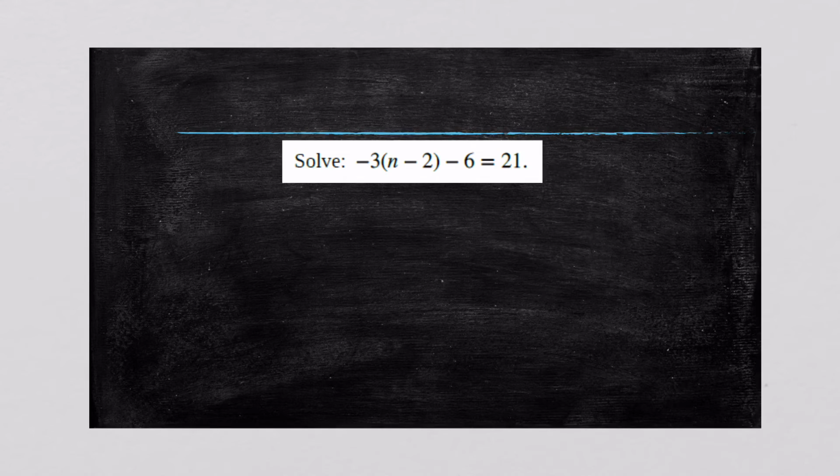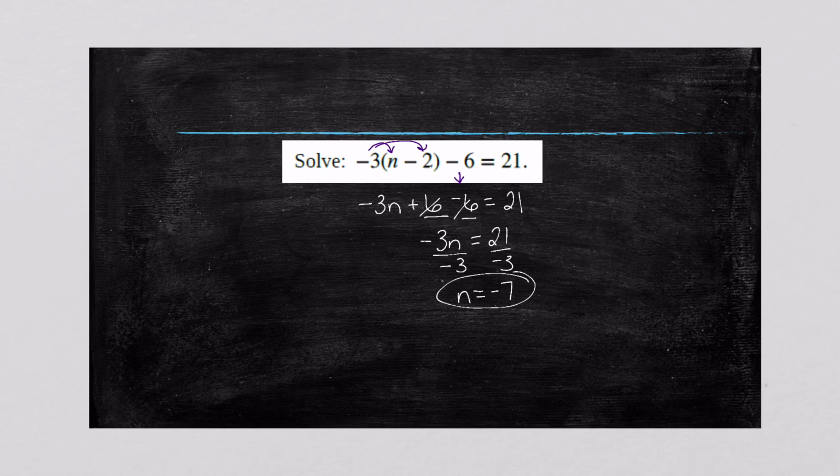All right, with a problem like this, we need to distribute and then combine like terms. So negative 3 times n and negative 3 times a negative 2. So negative 3 times n is negative 3n. Negative 3 times negative 2 is a positive 6. Then I've got to write this minus 6. I've got to bring that down. Now I need to combine my like terms, which are here and here. Positive 6 and negative 6. Those create 0. Negative 3n is equal to 21. Now I'm going to divide both sides by negative 3. And I get that n is equal to negative 7.